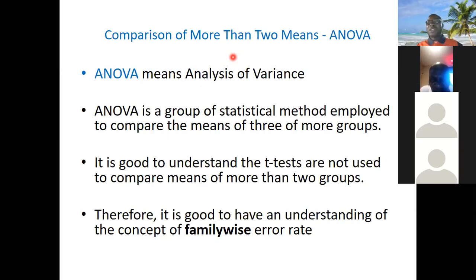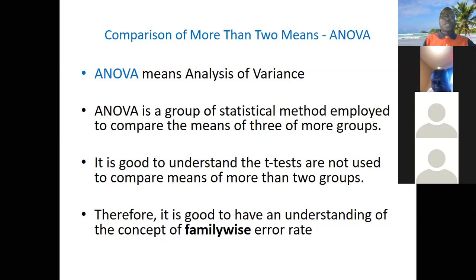So when you have 3 or more groups, you want to compare the means. Of course, you can do t-tests, but t-tests only compare 2 means. So you have to pair the groups 2 by 2. The number of t-tests you need depends on the number of possible pairs you can get. And we're going to look at that. You will see why it is not appropriate to conduct t-tests, because of what we call family-wise error.